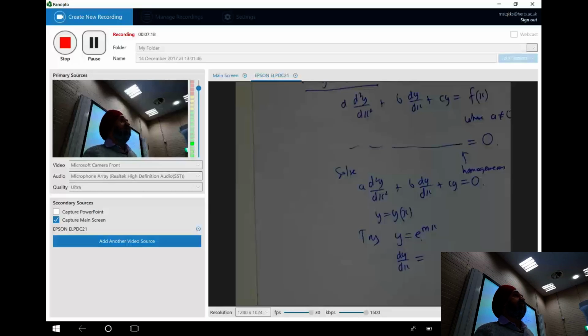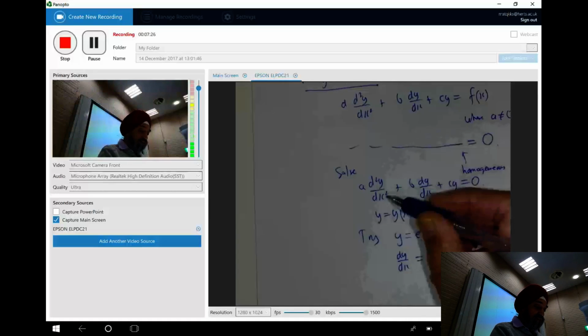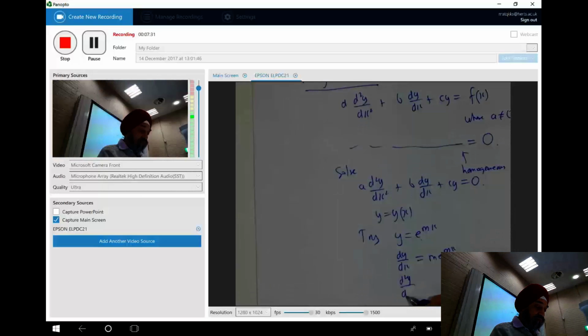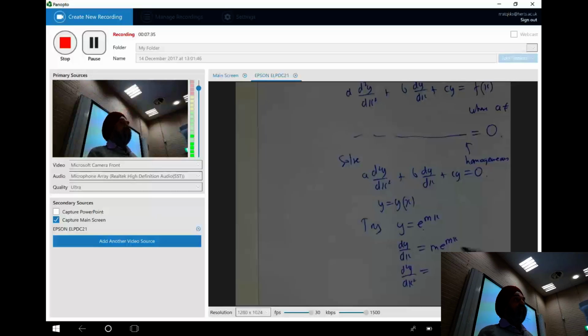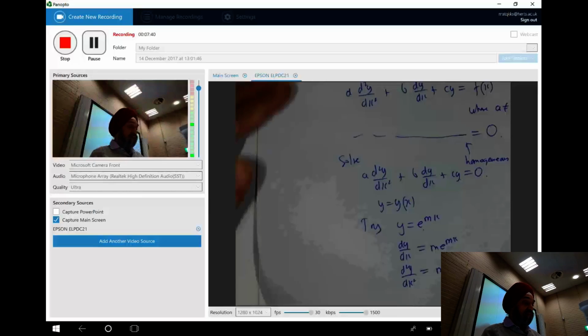Let's have someone else. Go on then, Rob. Yeah, bring down the m, so it's m e to the mx. You need the second derivative, so differentiate again. d squared y by dx squared. If you differentiate this again, what do you get? Yeah, another m, which is m times m, which is m squared. Another m comes, m squared e to the mx.